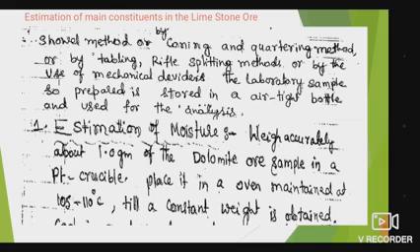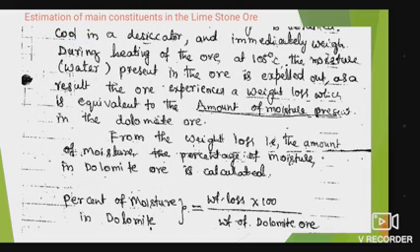Next is the estimation of moisture. We weigh accurately about 1 gram of the dolomite ore sample in a platinum crucible. Place it in an oven maintained at 105 to 110 degrees Celsius till a constant weight is obtained. Cool in a desiccator and immediately weigh. During heating of the ore at about 105 degrees Celsius, the moisture water present in the ore is expelled. As a result the ore experiences a weight loss which is equivalent to the amount of moisture present in the dolomite or limestone ore.